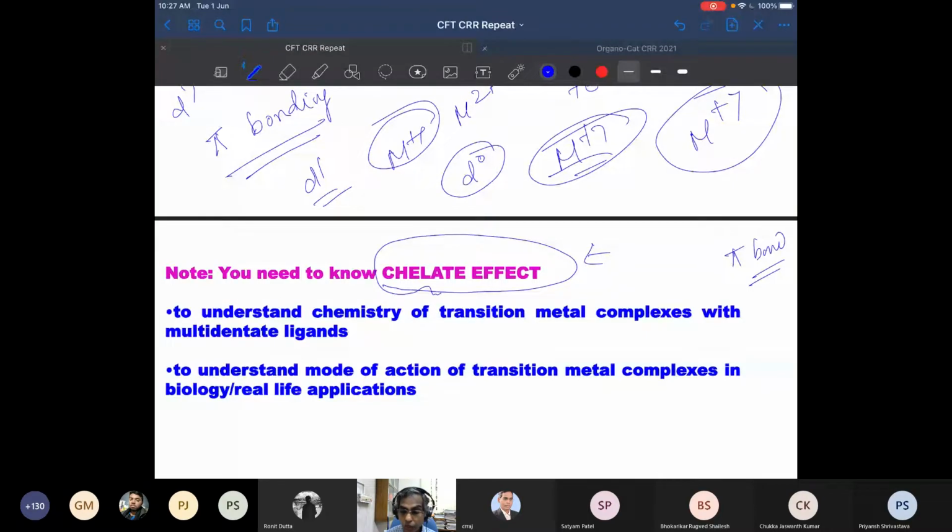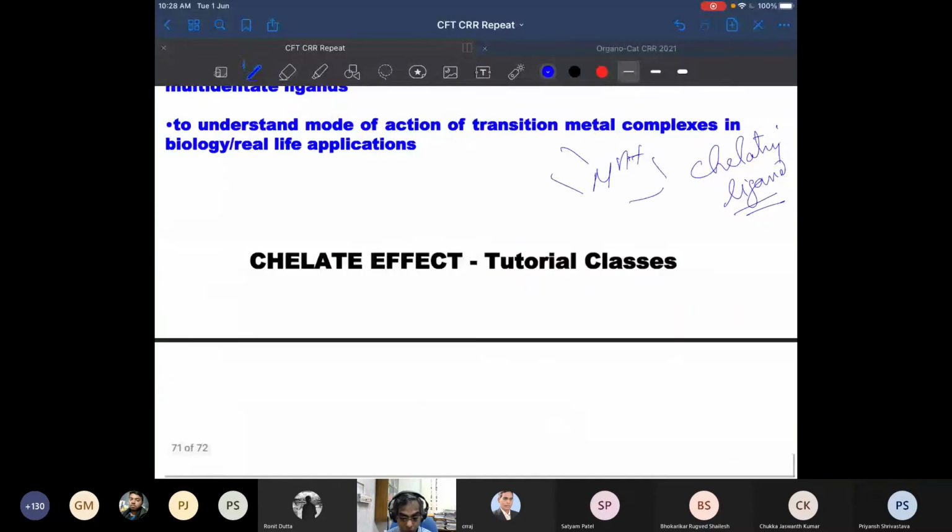Your tutorial teacher should have shown the picture of a lobster, how it captures the food. The same way, a metal center, Mn plus, is complexed with the chelating ligands, right? Chelating ligands basically stabilize it. There will come the pi bonding aspect, and I will come into that. I will teach you in the organometallic chemistry, right?